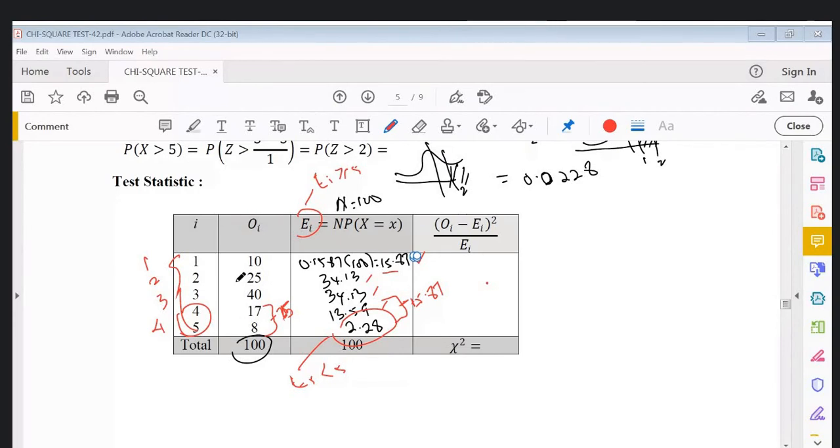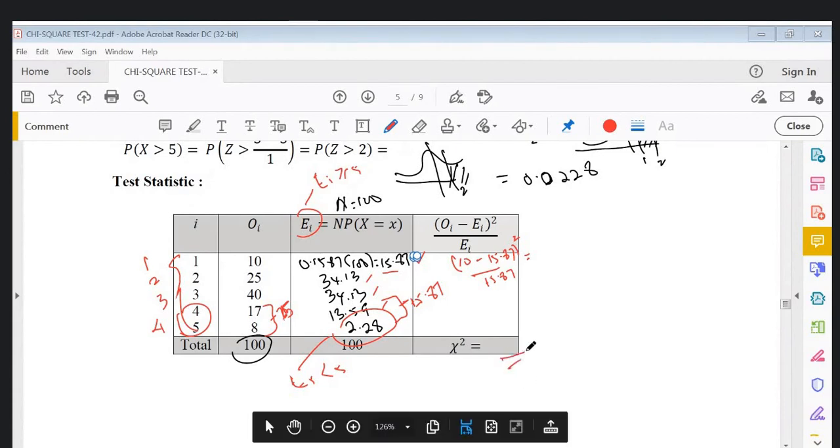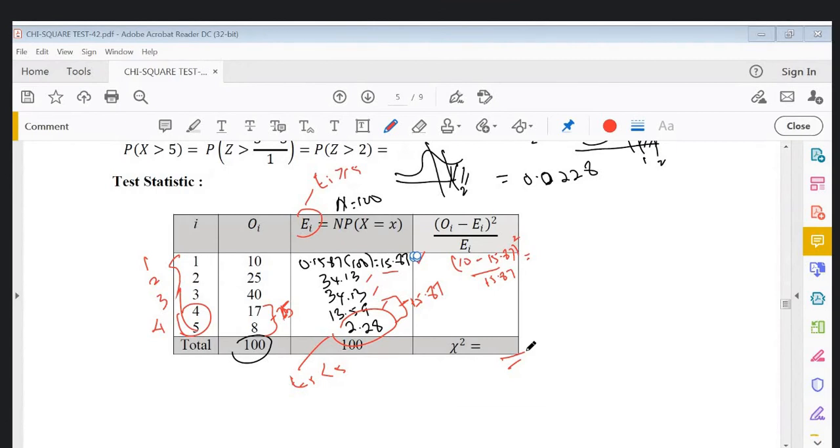Okay, try calculate this one, OI minus EI. Okay, for this one 10 minus 15.87 power 2 divide by 15.87. Okay, try calculate one by one. Berapa nilai chi-square? Okay, cuba kira berapa nilai chi-square.